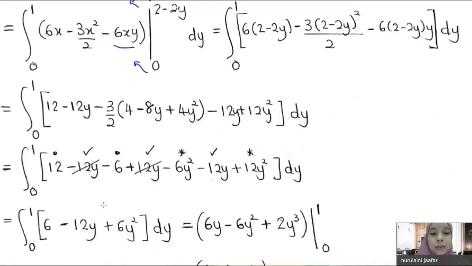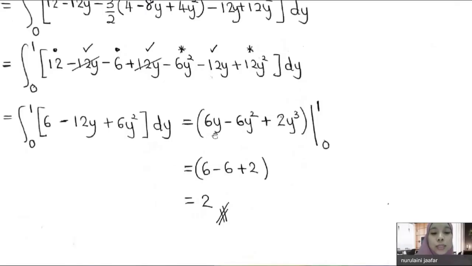Then last, you have to integrate with respect to y. So what you get: 6y minus 6y squared plus 2y cubed from 0 to 1. Then substitute the values 1 and 0. So you will get 6 minus 6 plus 2 equal to 2. This is the final answer.